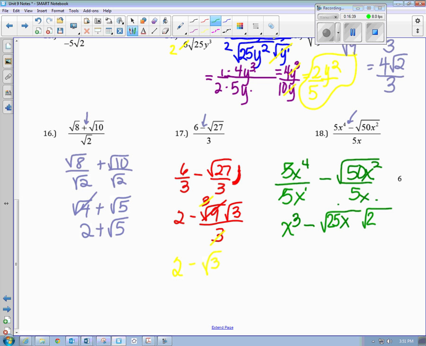X to the second is perfect, divided by 5x. So when I go through now and simplify what I have here, when I take the square root of 25x squared, that gives me 5x, and I have a 5x on the bottom. So because the 5x is connected to the radical 2 by multiplication, it makes it legal for me to go through and cancel this 5x and this one, which leaves me with a final answer of x to the 3rd minus radical 2.